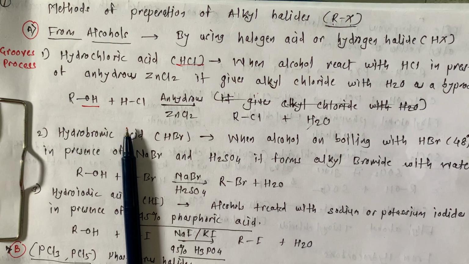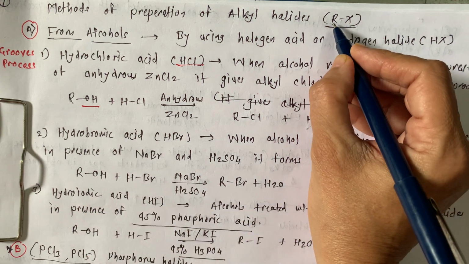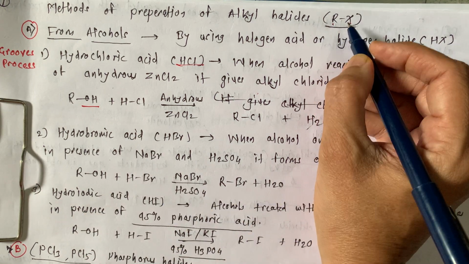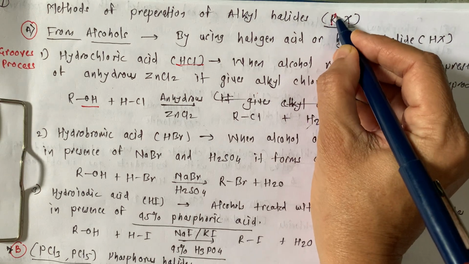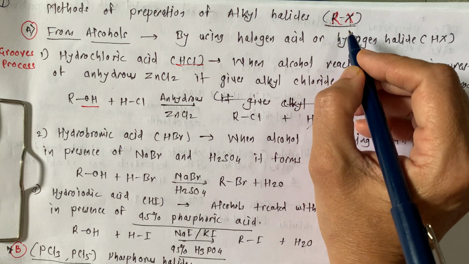Hello students, today's topic is methods of preparation of alkyl halides. Alkyl halides is nothing but RX, where R is our alkyl group and X is our halide. So, preparation of alkyl halide.